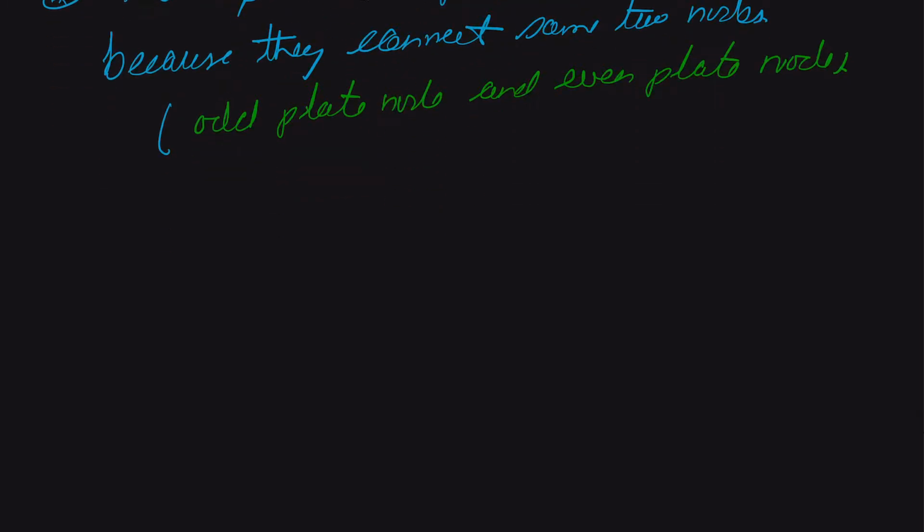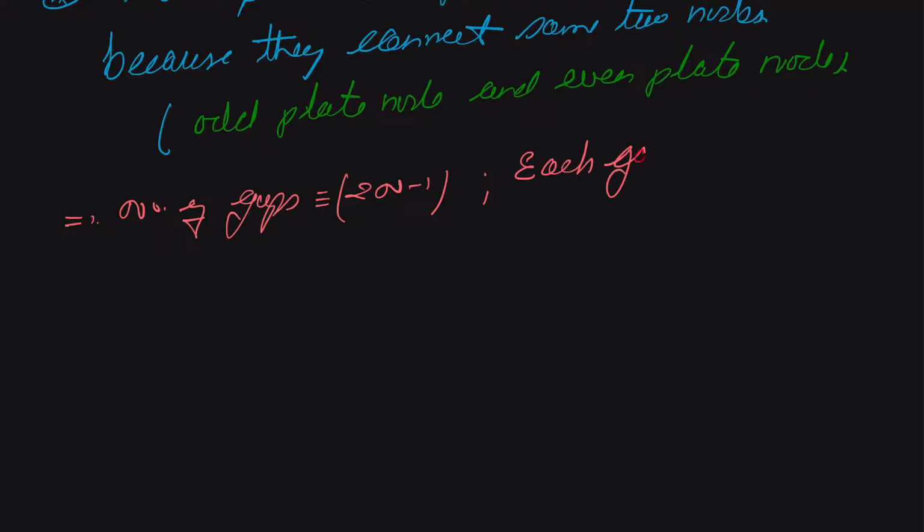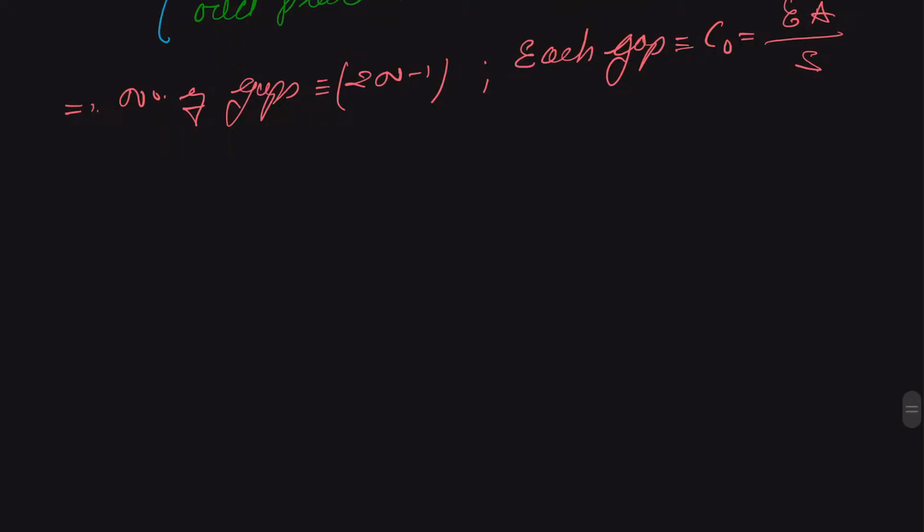And obviously the total number of plates is 2n, therefore the number of gaps will be equal to 2n minus 1, and we know that each gap is going to give a capacitance of C naught, whose value is epsilon naught A upon S. So it means total capacitance, because all of them are in parallel, that is C, will be equal to 2n minus 1 times C naught, that is epsilon naught A upon S.